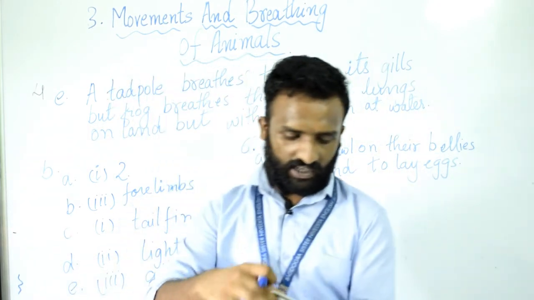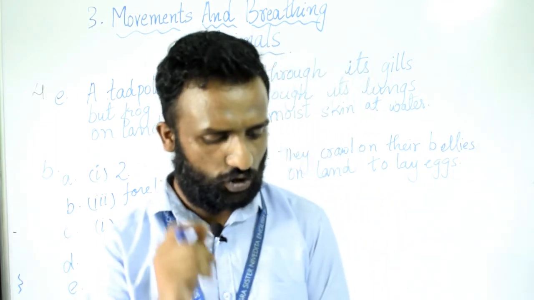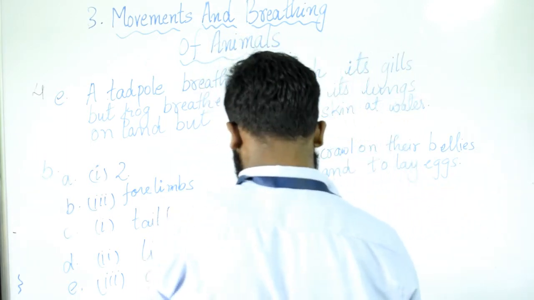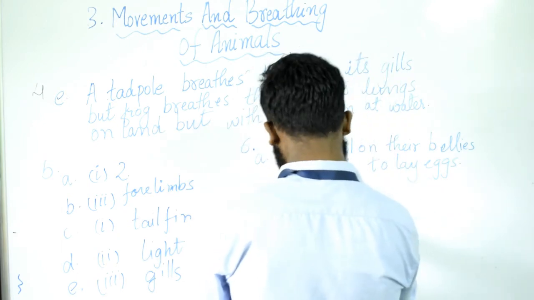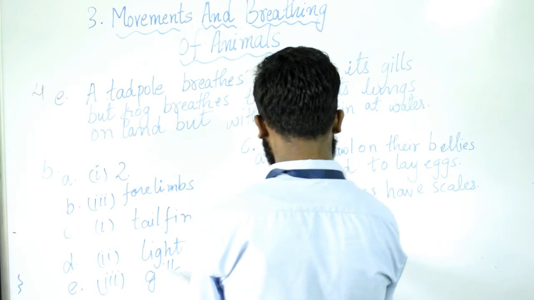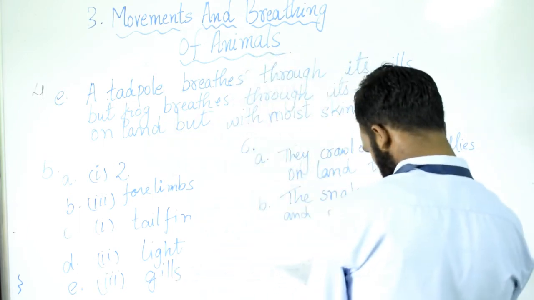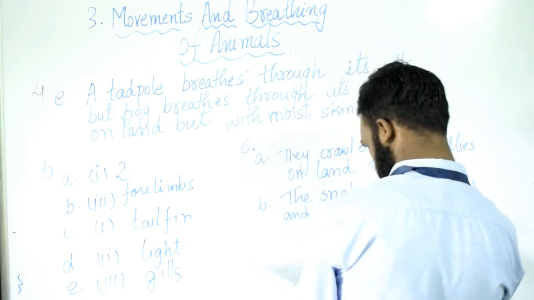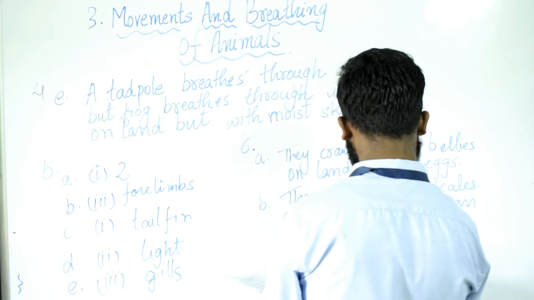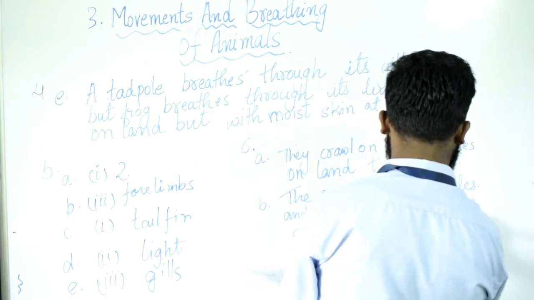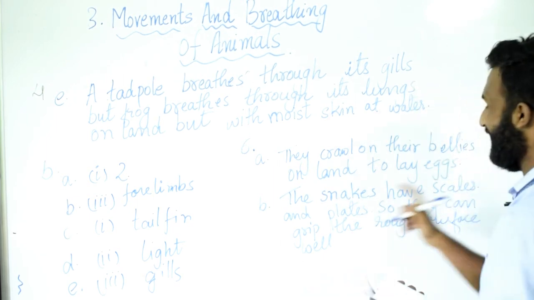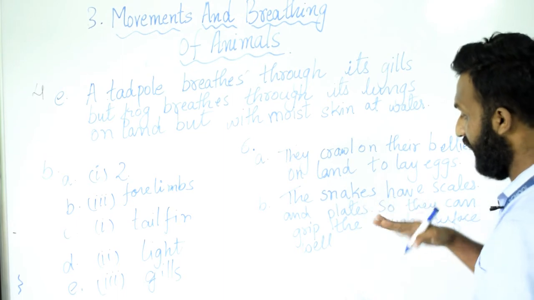Now B. It is saying snakes find it easy to move on rough ground. So the reason for that is the snakes have scales and plates, so they can grip the rough surface well. Why can they move on the rough surface? Because they have scales and plates, so they have a grip on the rough surface, so they can move well.